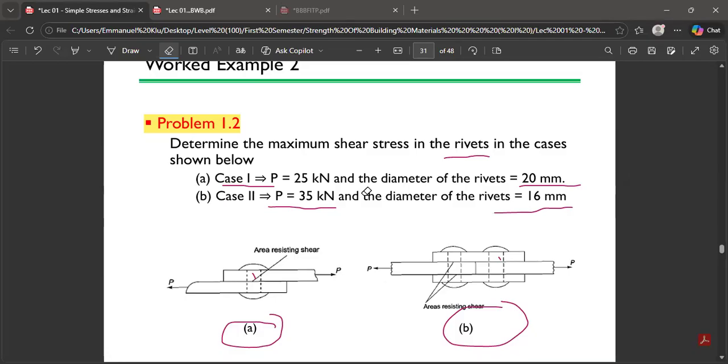Okay. So at the end of the day, you see that this is the area resisting shear. You see what they're fitting over here. This is the area. So because of that, the force acting here is actually a shear force. The question is determining the maximum shear stress below. So we are supposed to determine the shear stress in case 1, and also the shear stress in case 2. That is all we are going to do. So let's quickly put down our given and then we move faster.